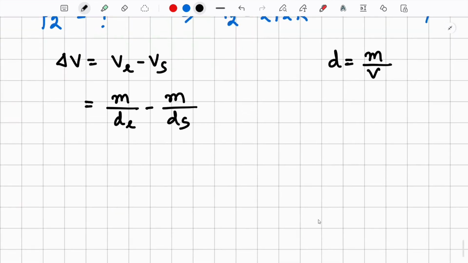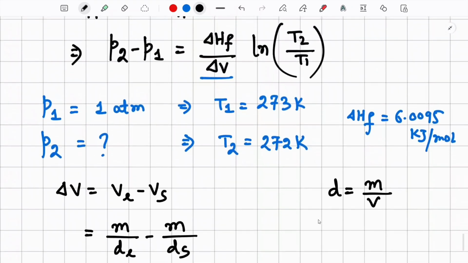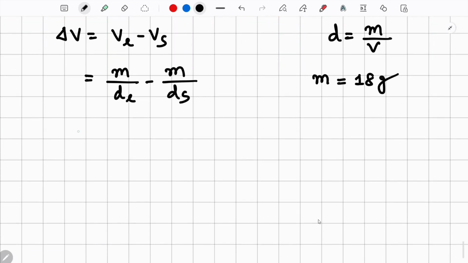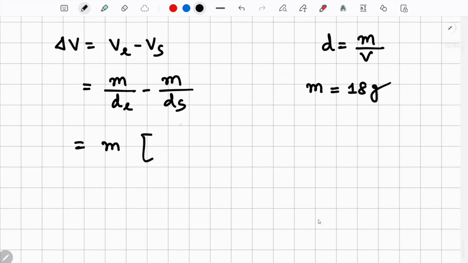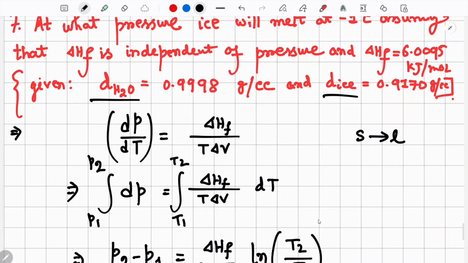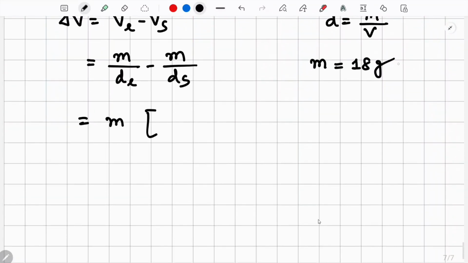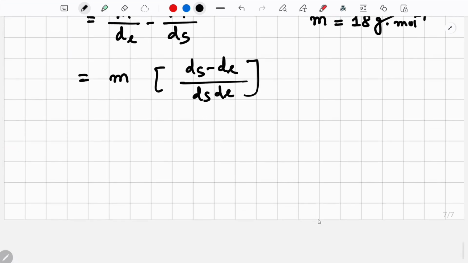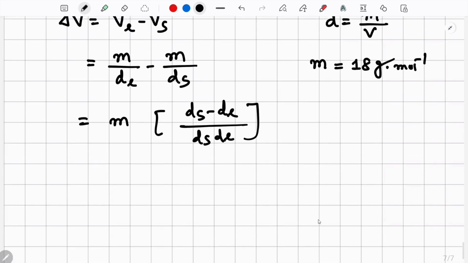Okay. Everything is for 1 mole. You are calculating for 1 mole. So mass m will be 18 gram for 1 mole, obviously. These data are given to you. 18 gram per mole. Let me write it. So you can write m into ds minus dl divided by ds times dl. Don't make it yourself, just do it in the calculator.